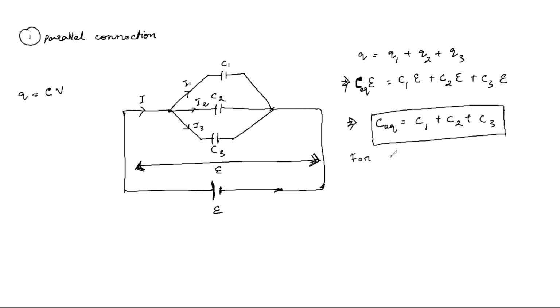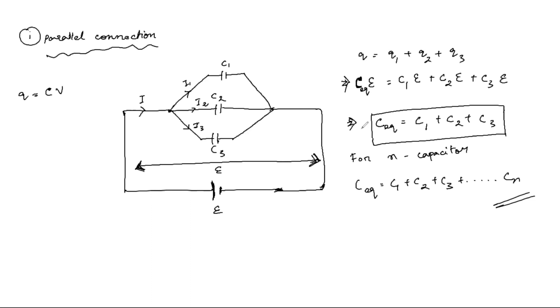So let's just say that you have n capacitors connected in parallel. Your equivalent capacitance will be nothing but C1 plus C2 plus C3, and it will continue up to n terms. So this is how we find our equivalent capacitance value for parallel connection.